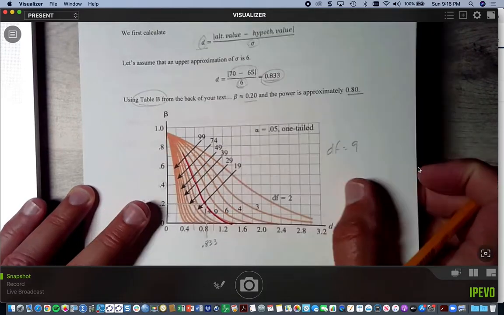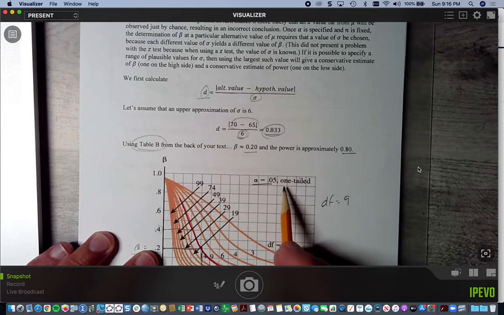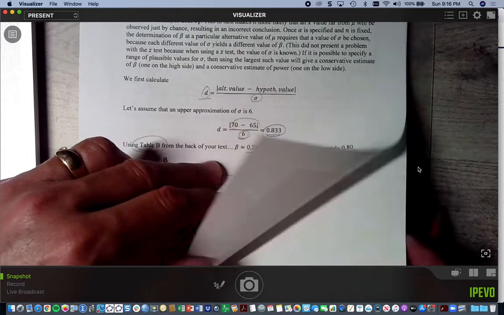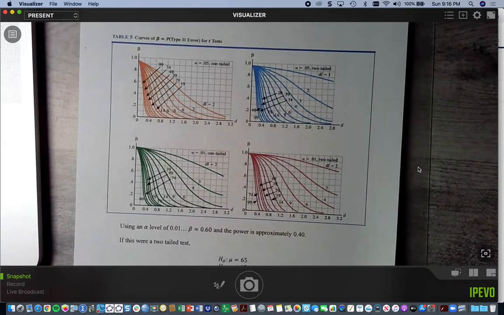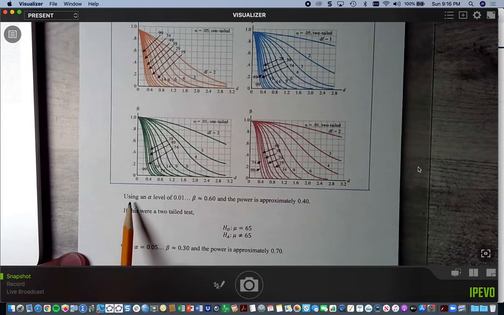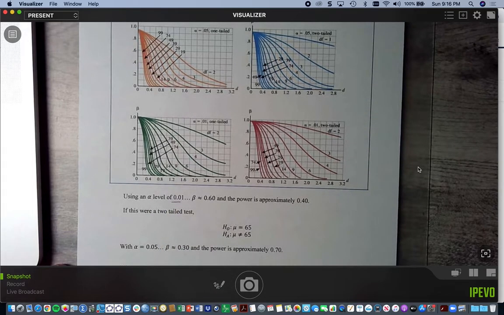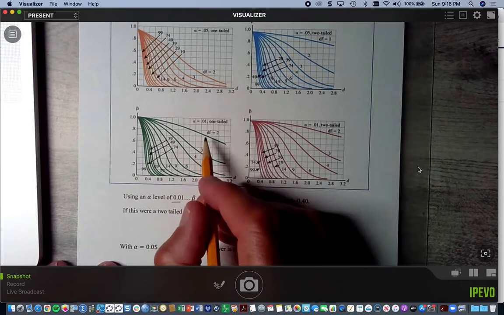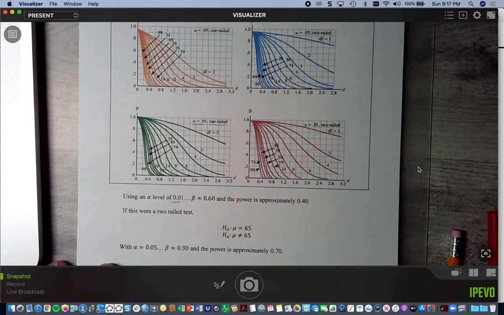Okay, now this isn't the only criteria that we have. We could have an alpha level that's different, and we could have a two-tailed test as well. And so in that table B in the back of your book, they give you a couple of different graphs. The one that we looked at was this one in the orange, but then using an alpha level of 1%, find beta.